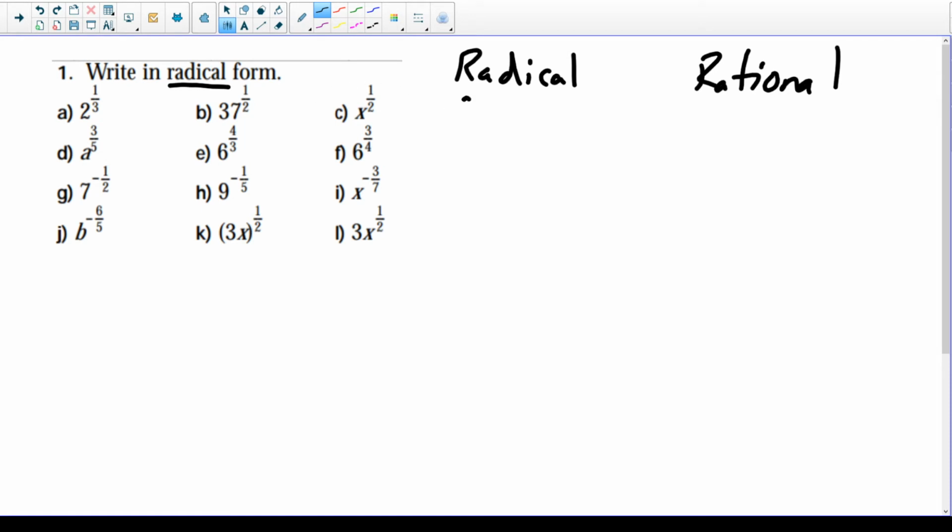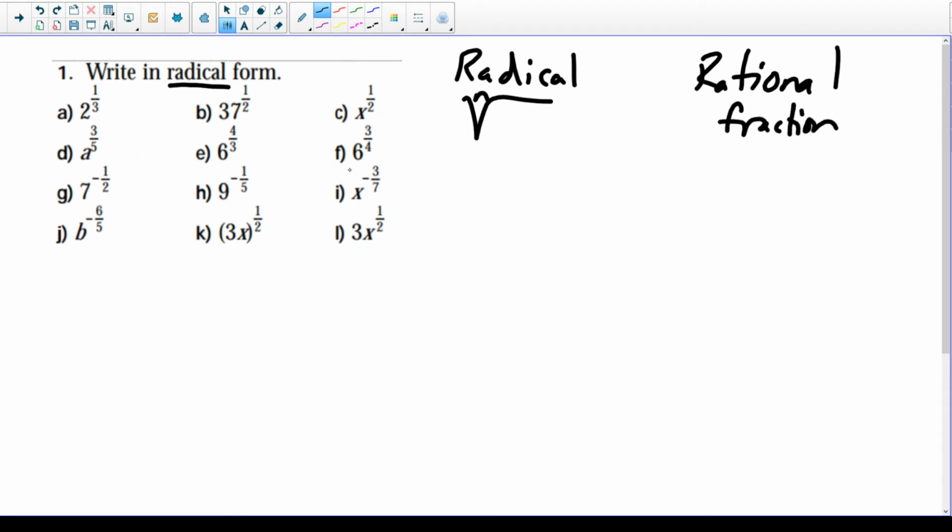Radical means type of root. Rational means fraction. So you'll often see in this section write in radical form or write in rational exponent form. Okay, so you need to know the difference between those two words because they will use them to represent those two different things. So maybe it's just me that has that issue, but try to keep them separate.